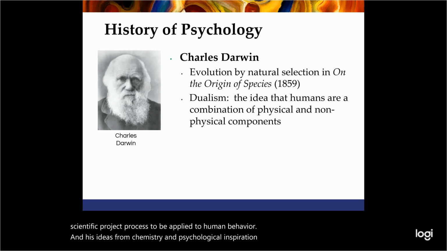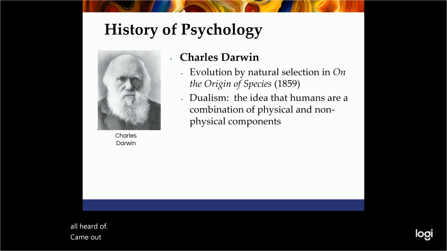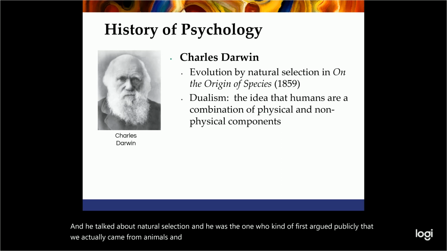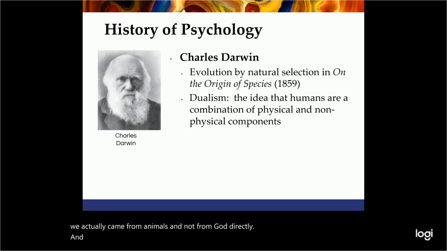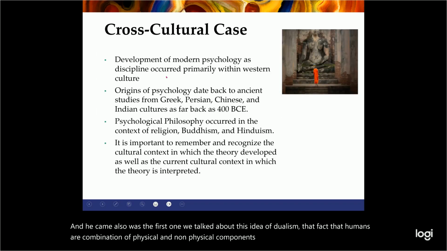Charles Darwin, who I'm sure you've all heard of, came out with a very famous book called The Origin of Species in 1859. He talked about natural selection, and he was the one who first argued publicly that we actually came from animals and not from God directly. And he was the first one who talked about this idea of dualism, the fact that humans are a combination of physical and non-physical components.